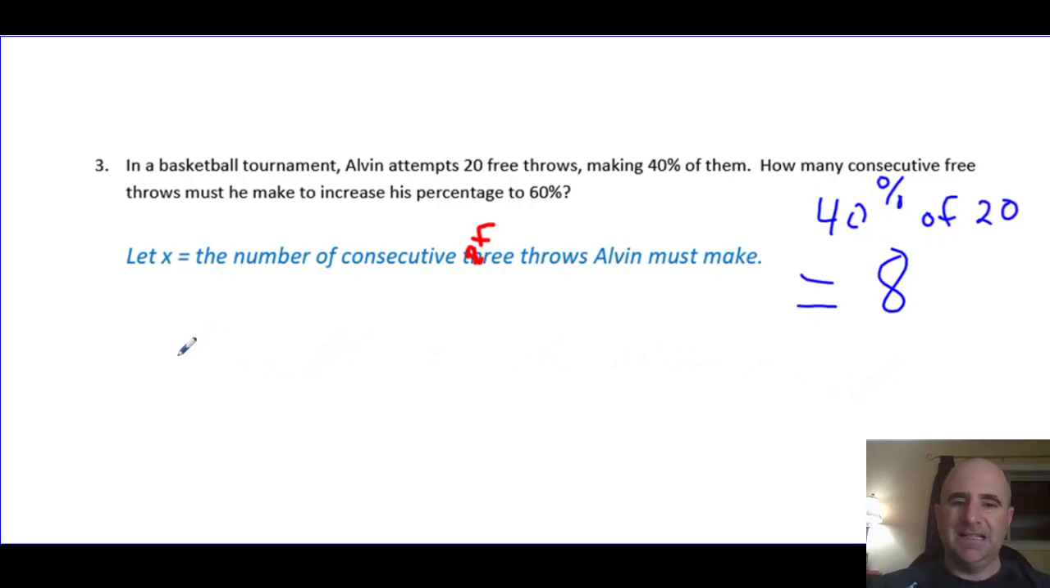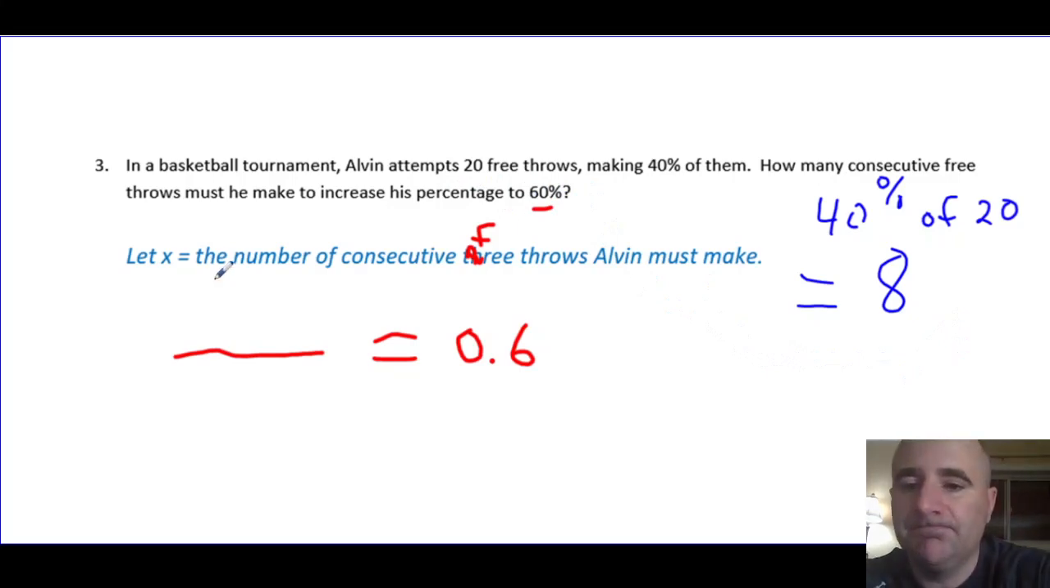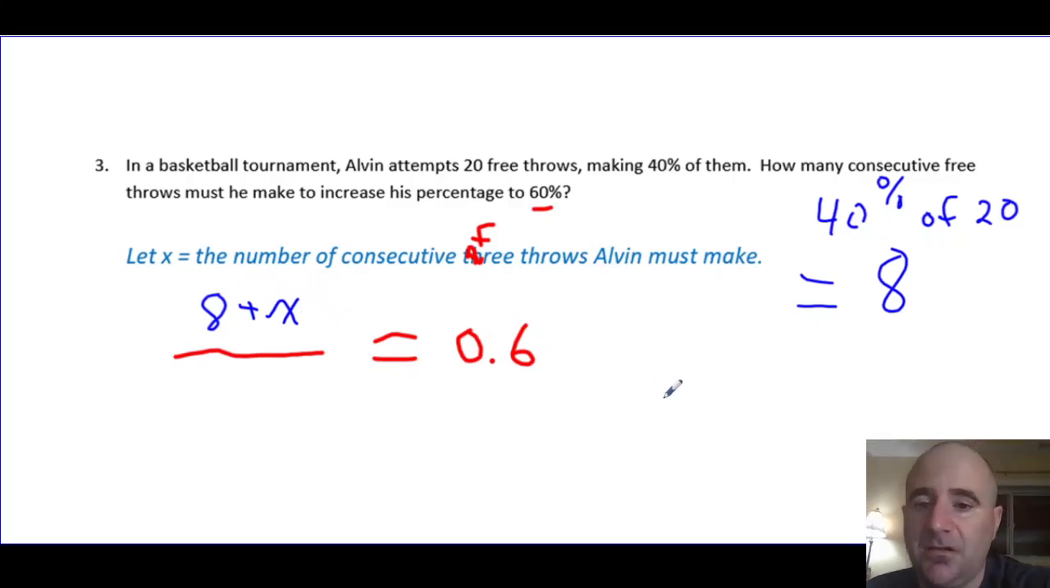Okay, so let's think about calculating his free throw percentage. We want it to be 60%, which means when we divide a fraction, we should get 0.6, which is 60%. Well, how many free throws has he made, and how many has he taken, assuming that he's successful in this little goal of increasing it to 60%? Well, he's made 8 already. He's hopefully going to need to make x more, so 8 plus x. The total shots he's taken are 20 so far, but he'll have to take x more.